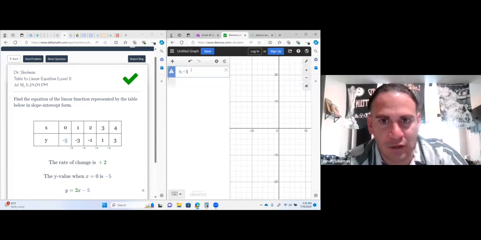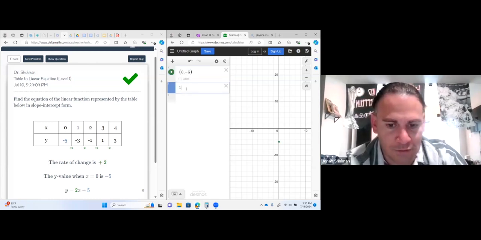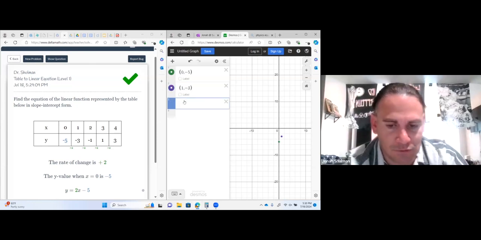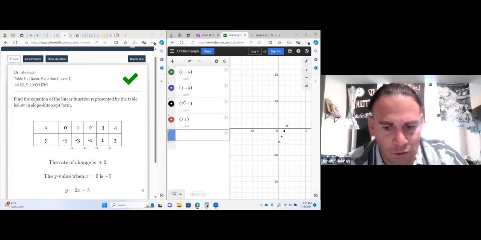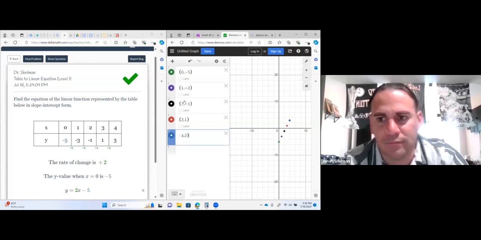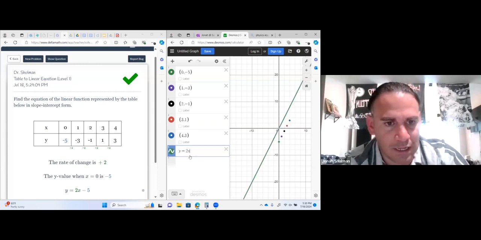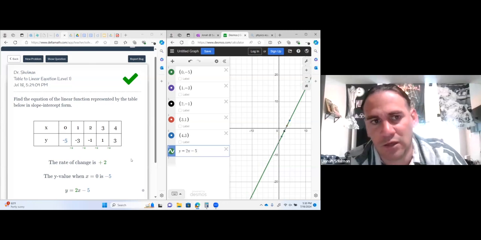0, -5. There's your first. Oh, I need these guys. 1, -3. Might as well do the points. 2, -1. 3, 1. And finally 4, 3. All right, there's the line, and there's the points, and here's the line they didn't give you. Y equals 2x. And then we have to drop it so it matches. Ta-da! Beautiful.